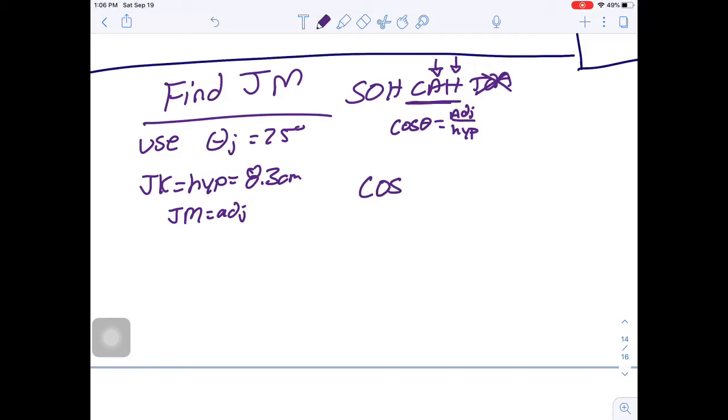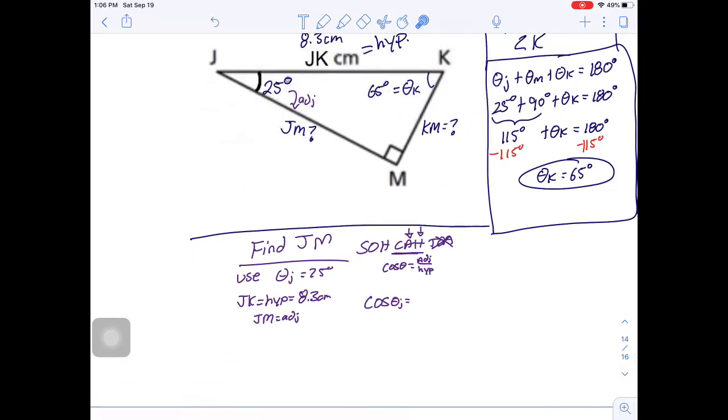So in terms of angle J, what is the adjacent side length for angle J? Remember, we determined that. In terms of angle J, it's J to M. So this will be J to M over, and what's your hypotenuse? Well, we found that at the very beginning, 8.3. Or we'll represent it as J to K for now. And now let's plug in our values. So cos, the angle is 25. J to M is what we're trying to find. And J to K is 8.3.